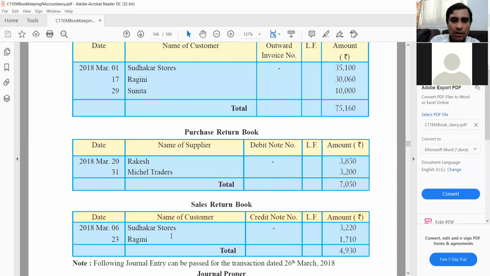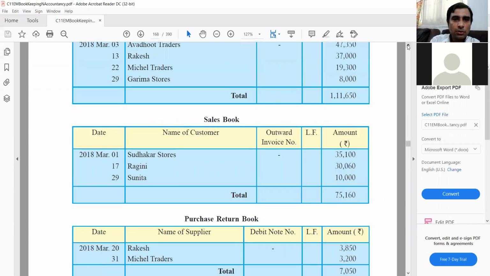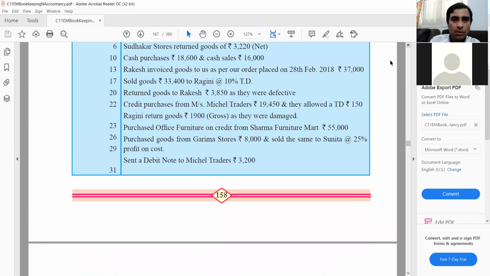Sales return Ragini 1,710. Okay. So let's see, where is Ragini? Oh, here, sold goods to Ragini is there. So 10% trade discount is there. Sorry, we found an entry with Ragini. So correct. 1,900 minus 190, so that is 1,710. Correct.